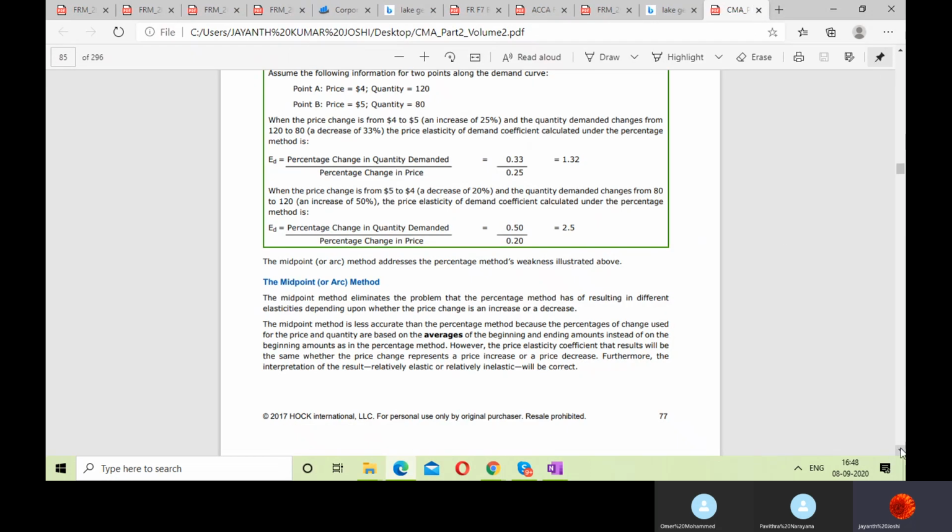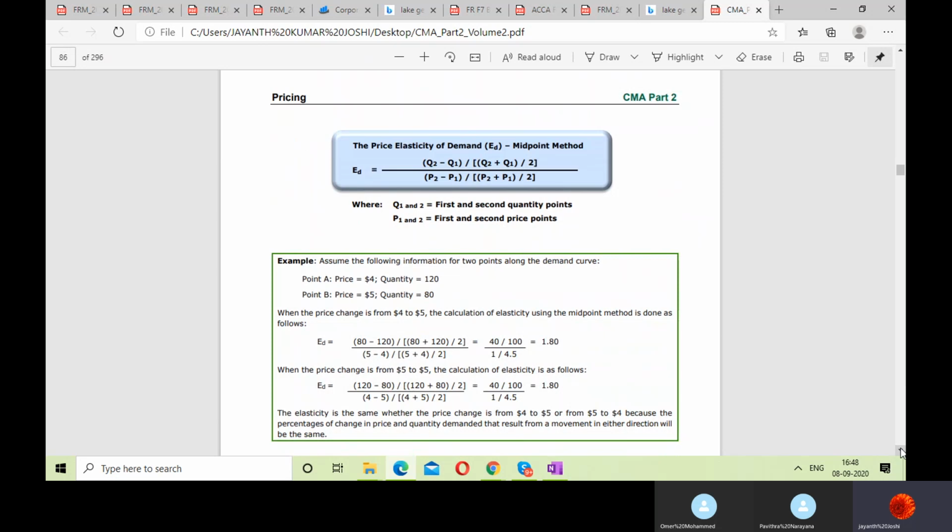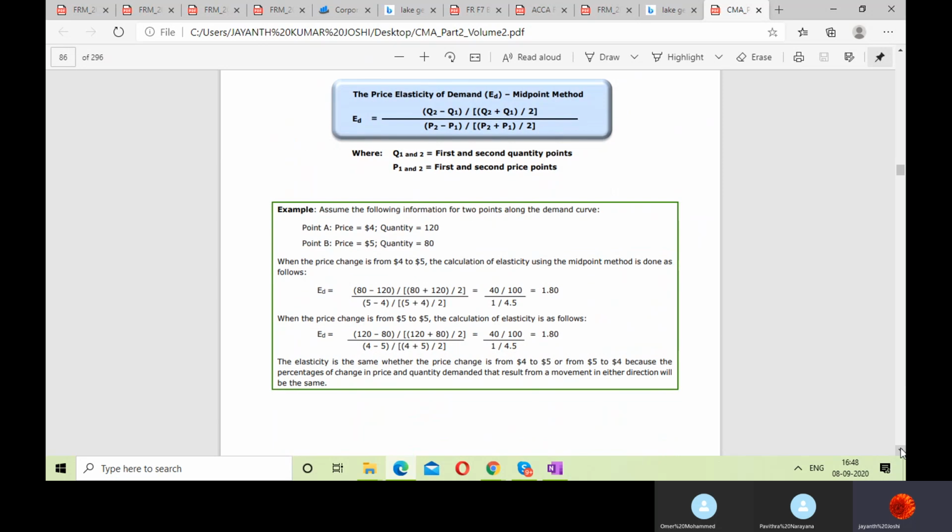Now let's do a question. Price is given, quantity is given, you just have to put in the formula, and you will see it is 1.80. When the price is increasing, the quantity demanded is decreasing, and you can see the elasticity of demand based upon the arc method.